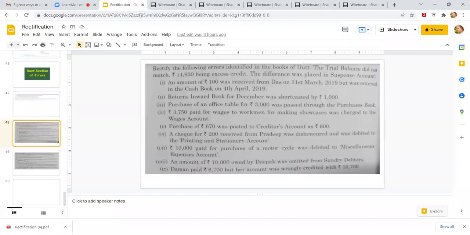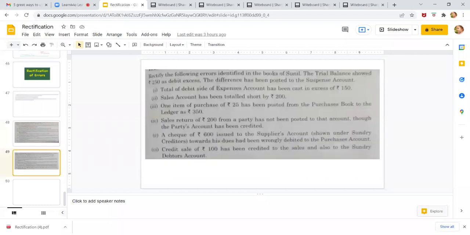Is there any doubt in this question? No, ma'am. Okay. And Khushi, you have to solve this question also. This is for your homework, all right? Okay, wait a minute. Let me take the screenshot. Yes, please.